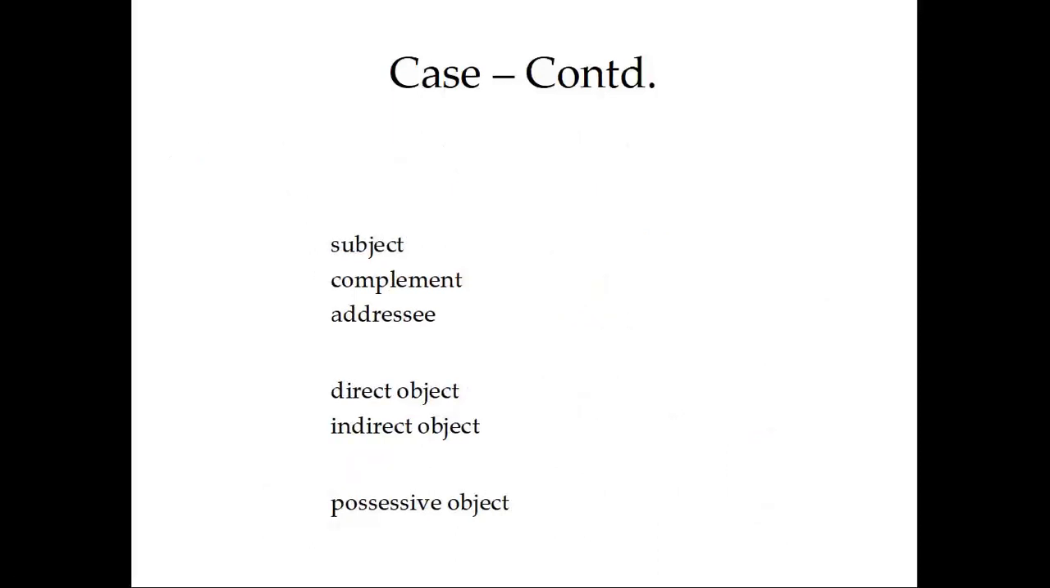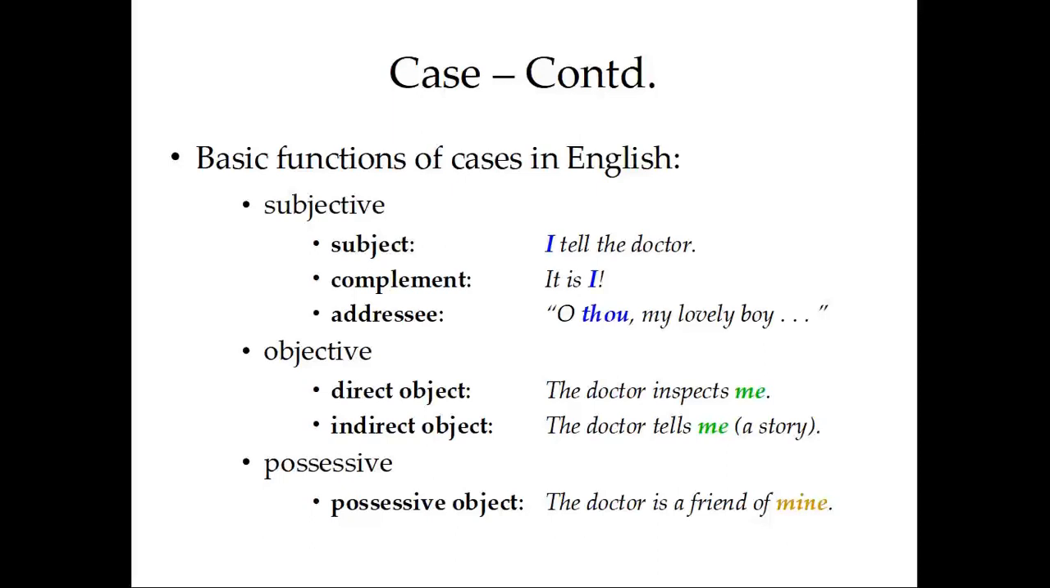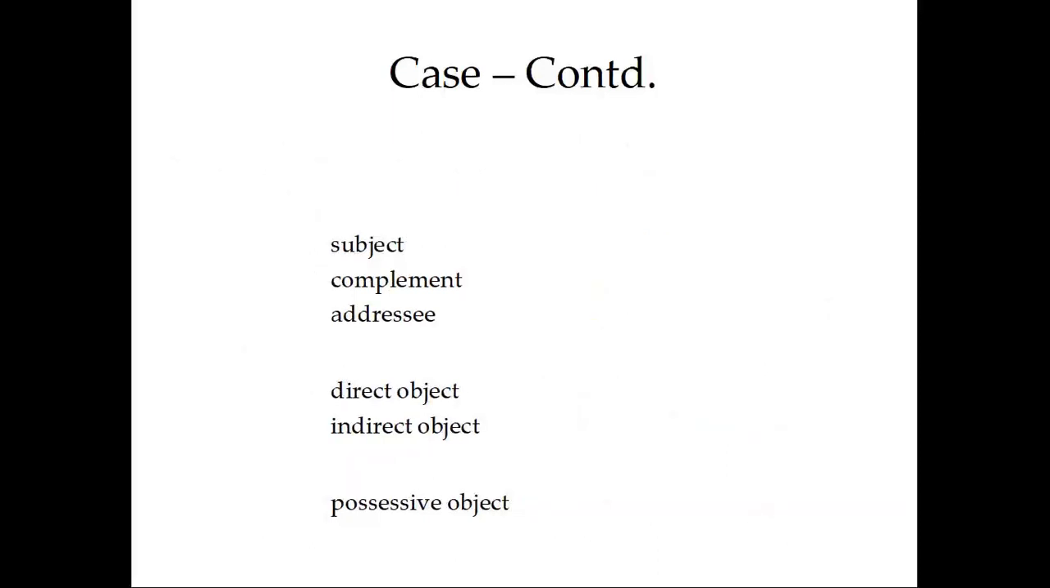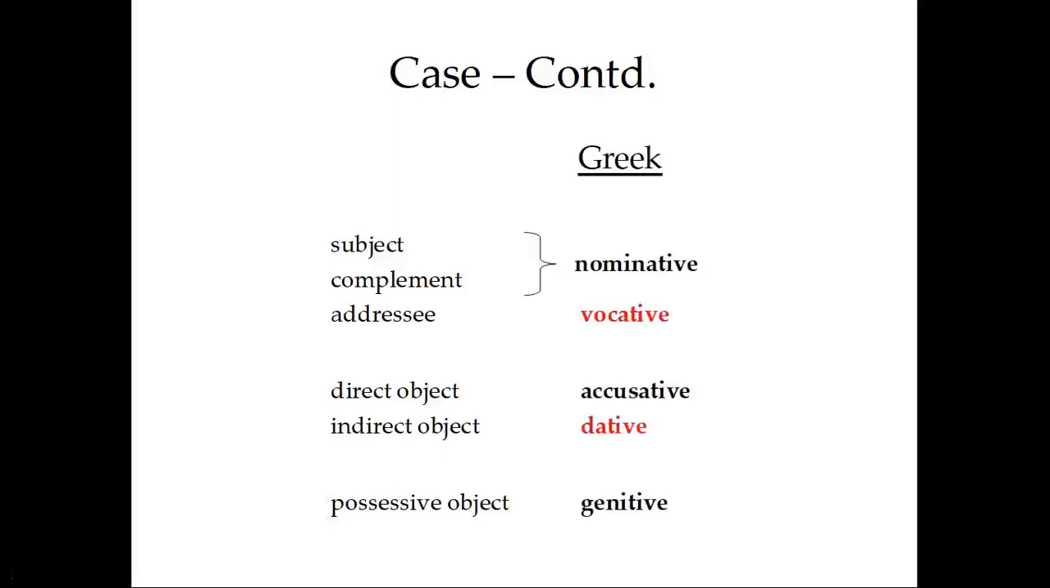Now, we just looked at all of these cases and the functions. These are basically the different functions, 6 different functions for 3 different cases. All of these have their equivalent in Greek. So to show the subject or the complement, Greek uses what is called the nominative case. To show the addressee, Greek uses what is called the vocative case. To show the direct object, Greek uses the accusative. Indirect object, Greek uses the dative. And possessive object, Greek uses the genitive.